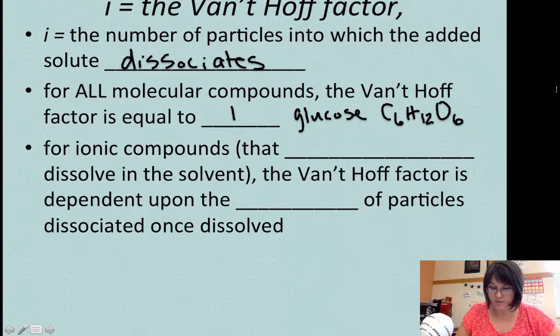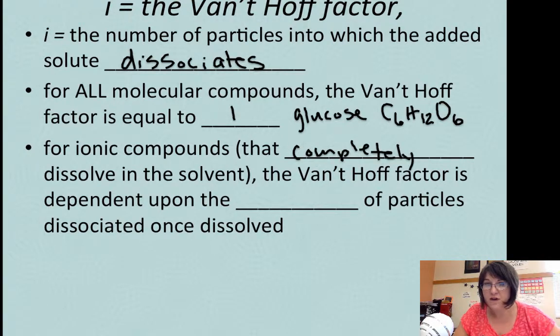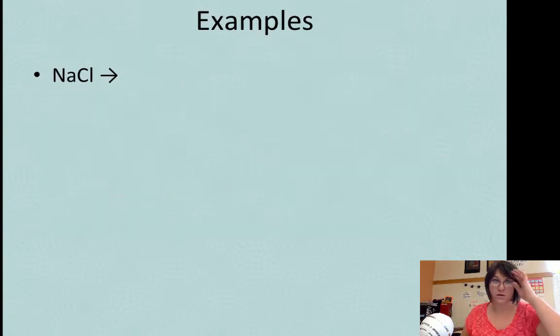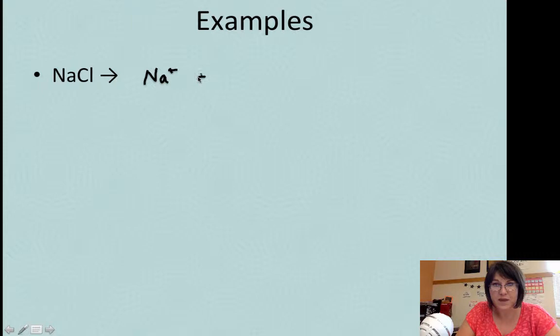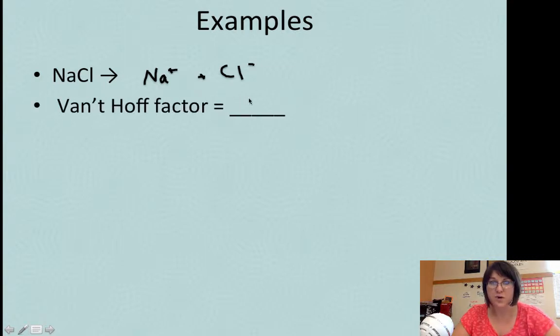For ionic compounds, the ones that completely dissolve in the solvent, usually water, but not always, then the Van't Hoff factor is dependent on the number of ions that we get when that particle is dissolved. So here's the example of sodium chloride. You guys have been with me long enough to know how this breaks apart. The sodium has a +1 charge, and the chloride has a -1 charge. So when sodium chloride dissolves in water, it makes 2 particles. Therefore, its Van't Hoff factor is 2.